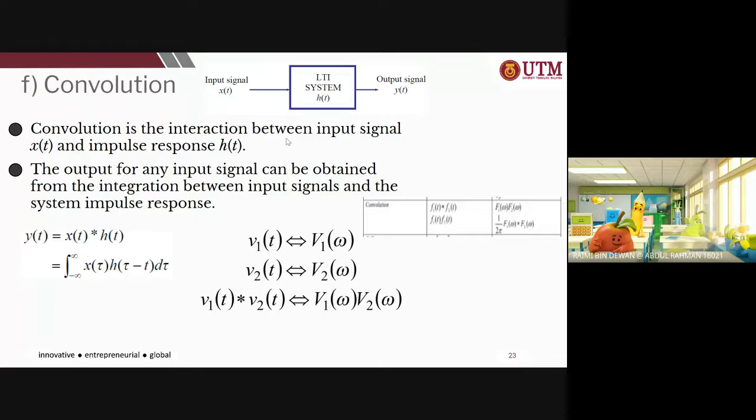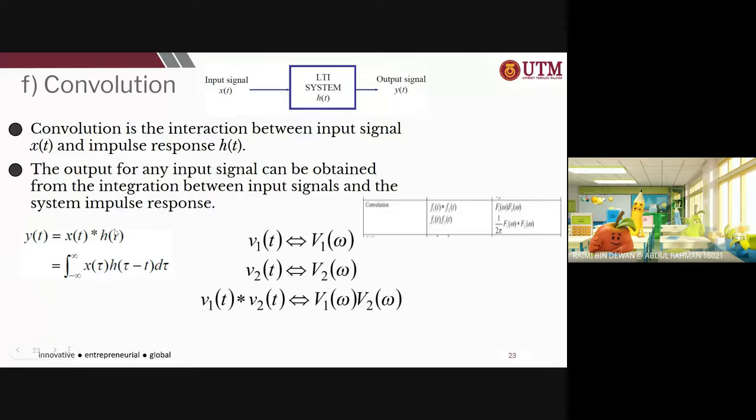Convolution is the interaction between the input signal and the impulse response. You can see this is your input signal x(t), and this is your transformer. They can call it impulse response or whatever, but it is just like a transformer, the general name. I call it transformer, it's still correct. So h(t) transforms your input signal into an output signal. Your input will be convolved with h(t) to produce y(t).